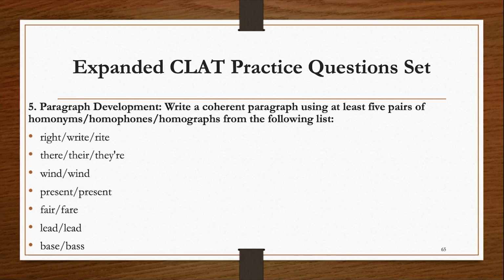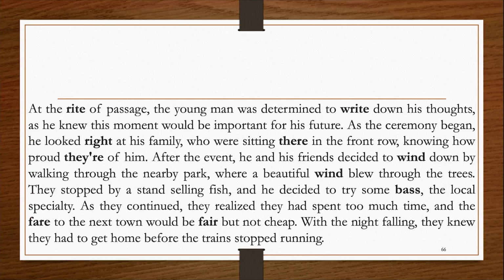All right. Now, paragraph development. Write a coherent paragraph using at least 5 pairs of homonyms, homophones, or homographs from the following list: right, rite; wind, wind; present, present; fair, fare; lead, led; and bass, bass. Now, let's very quickly see. You can make it on your own, and I've made it for your convenience here so that you can check. Obviously, your paragraph will be different from what I have made, but the context should be the same.